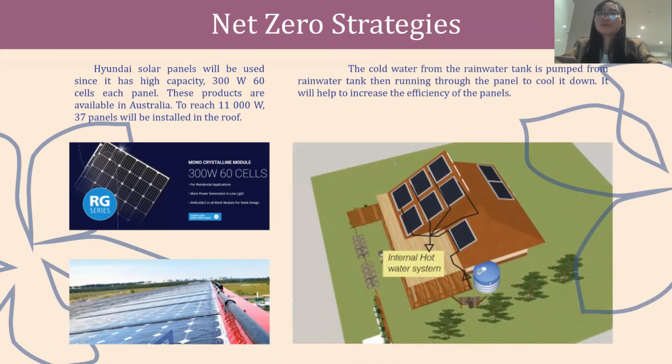The cold water from the rainwater tank is pumped through the panels to cool the solar panel down. This is very useful to increase the efficiency of the solar panels. The water afterwards will then run into the internal hot water system. This will also decrease the electricity usage.